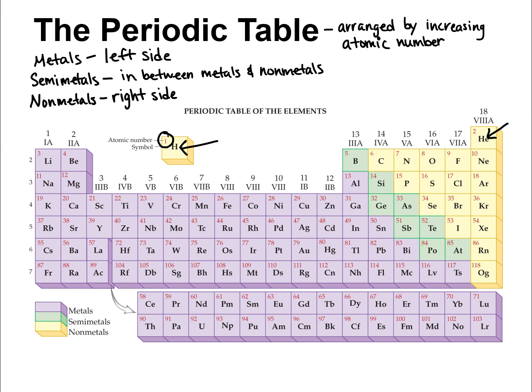What you'll need to be able to do with this information is answer a question like, an element on the periodic table is located on the left side. Is it most likely to be a metal, non-metal, or semi-metal? That's the type of question that you'll need to answer. So let me know if you're still good on the periodic table.